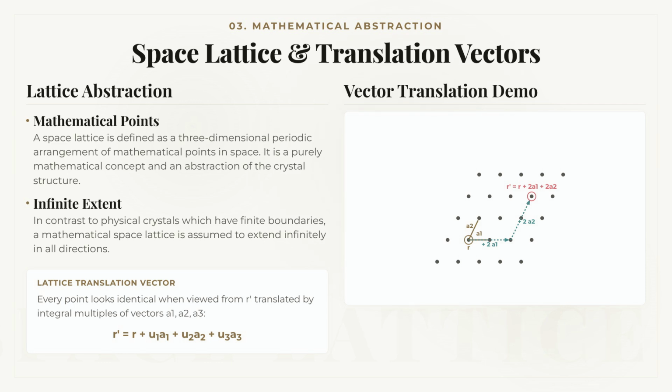If the position of a point is represented by R, then an equivalent point in the lattice is given by R' equals R plus u1 a1 plus u2 a2 plus u3 a3, where u1, u2, and u3 are integers. This means the lattice repeats itself after fixed intervals in space.